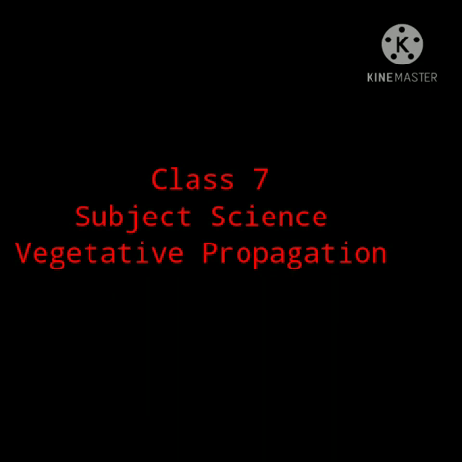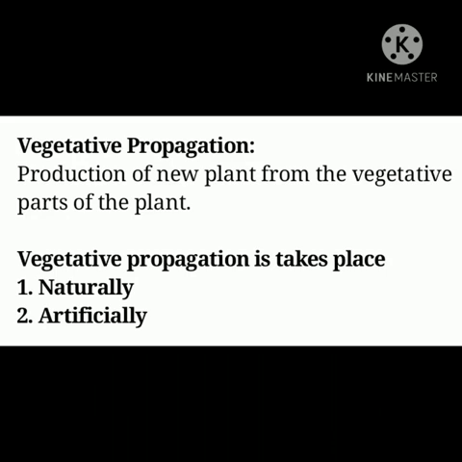In this video, we will study another topic of the lesson reproduction in plants, that is vegetative propagation. So let's begin it. Vegetative propagation or vegetative reproduction is the production of new plants from the vegetative parts of the plant. Now, what are the vegetative parts of the plant? Roots, stems and leaves are the vegetative parts of the plant.